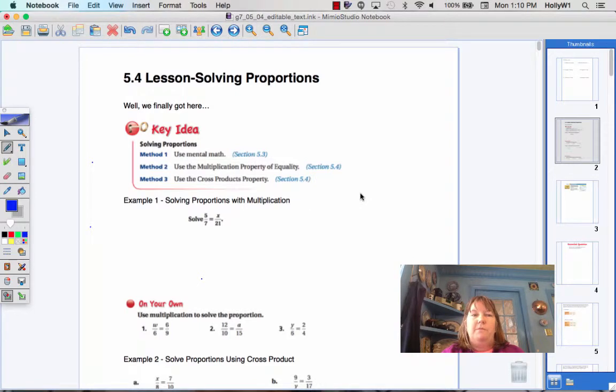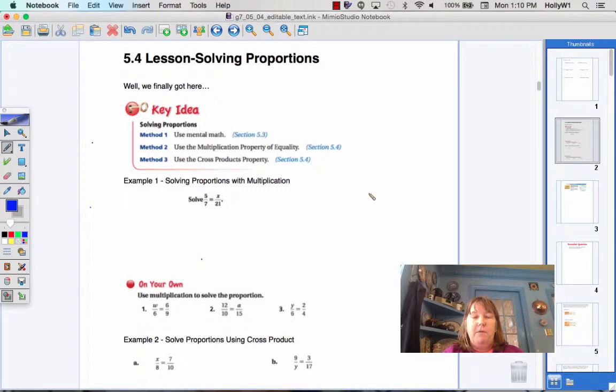Hello and welcome to lesson 5.4, solving proportions. Yay, we finally got here. We've talked about whether or not two ratios form a proportion, we've looked at graphs, we've written proportions, and now we're finally going to solve them. It took us a while.